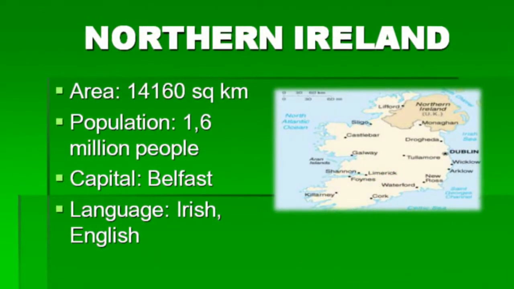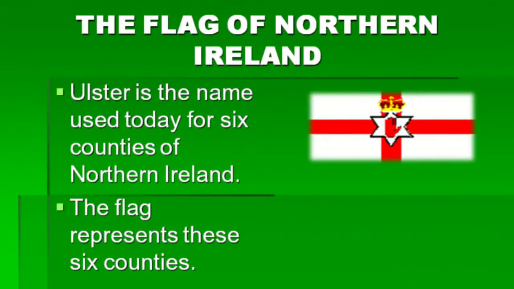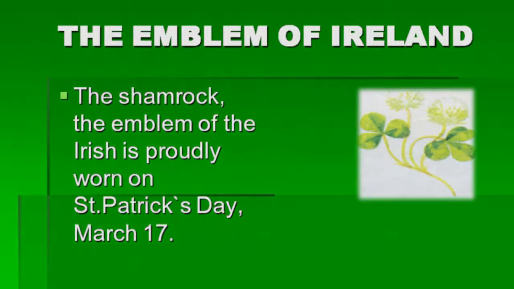And Northern Ireland, the population is 1.6 million people. The capital is Belfast. Language is Irish and English. The flag of Northern Ireland, as you can see, it represents these 6 counties, because Ulster is the name used today for 6 counties of Northern Ireland. And the flower emblem is the shamrock. The emblem of the Irish is proudly worn on St. Patrick's Day, March 17th.